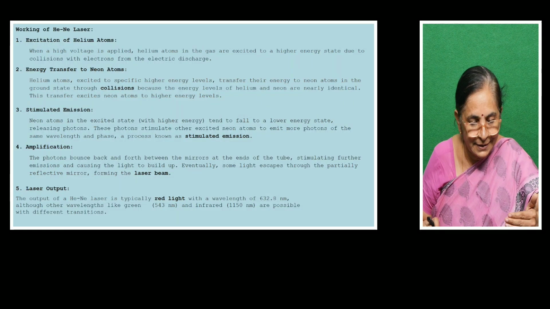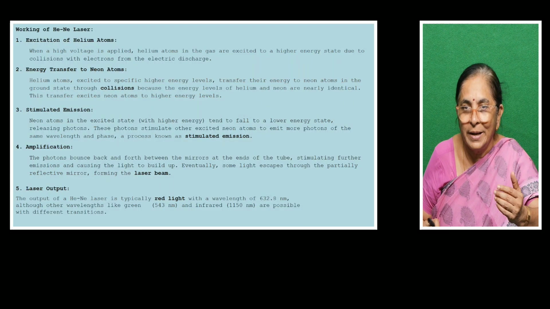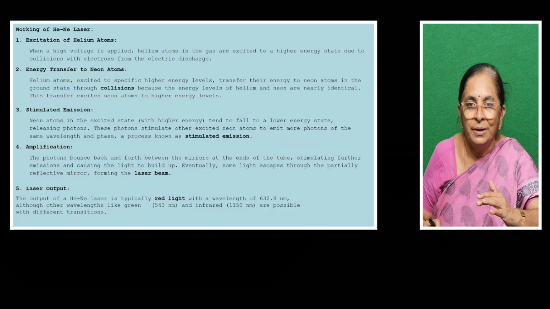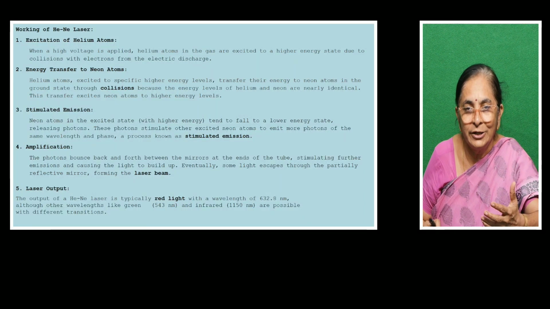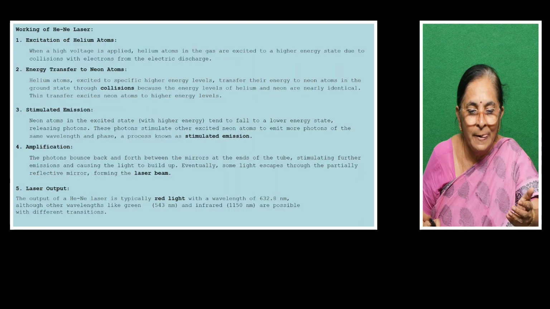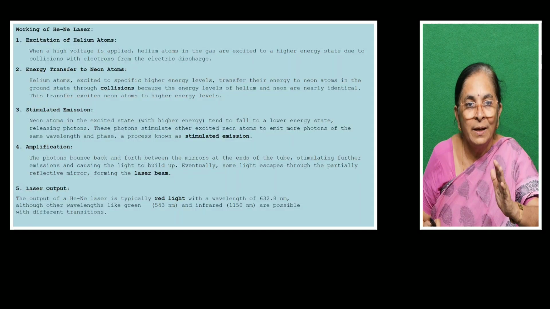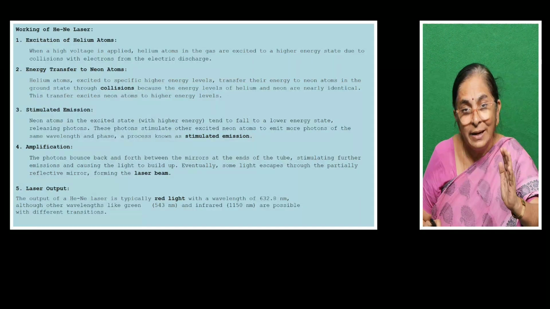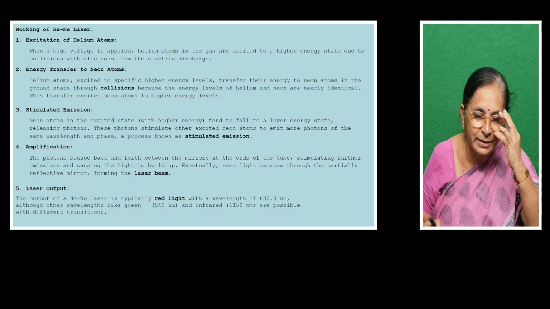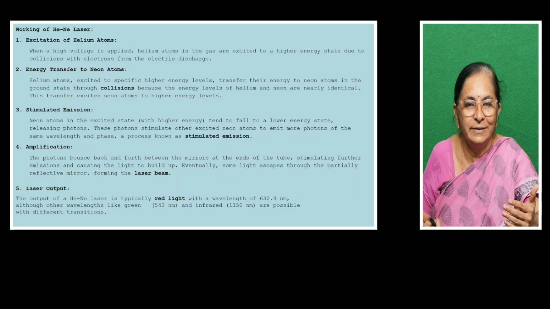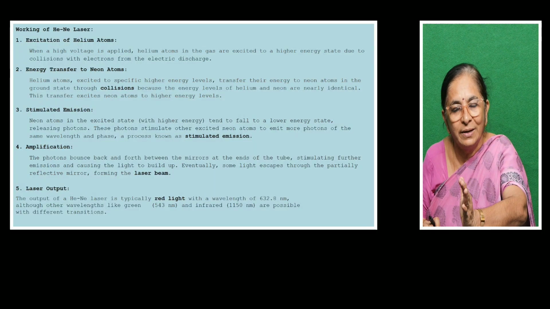So this slide tells that first we need to apply the voltage between the electrodes. That electrical discharge releases electrons, high energetic electrons. These electrons collide with the helium atoms. Why first helium atoms? Why not neon atoms getting excited? When we compare helium and neon, helium is the lightest one. So the helium atoms collide with the electrons released by the electrical discharge and get excited to the higher energy levels. And when they return to the ground level once again, they share their energy with the neon atoms.